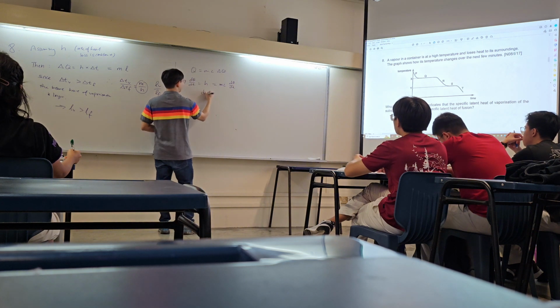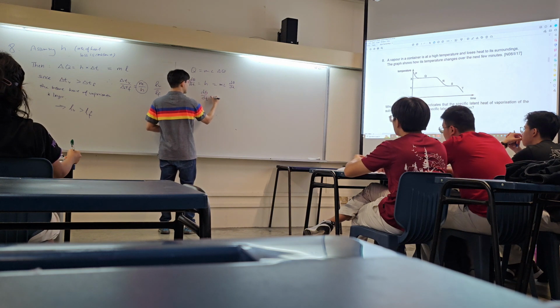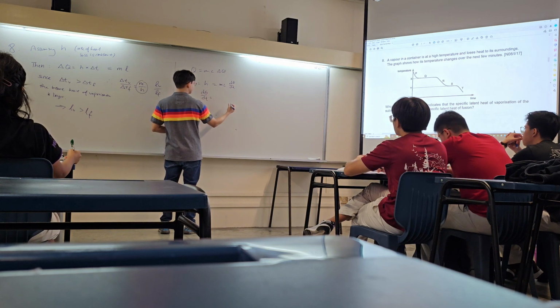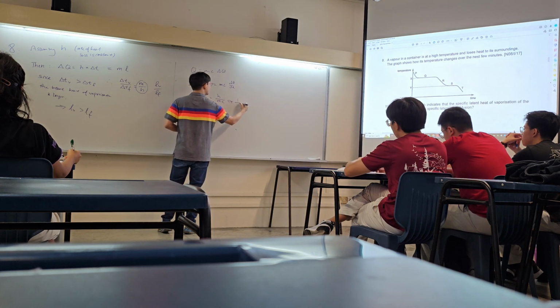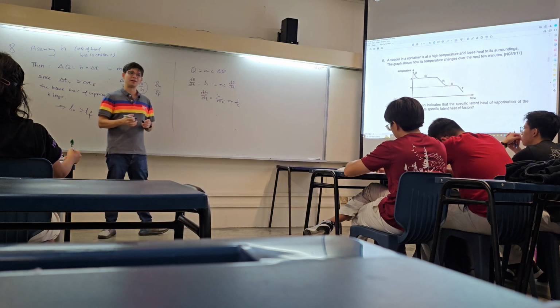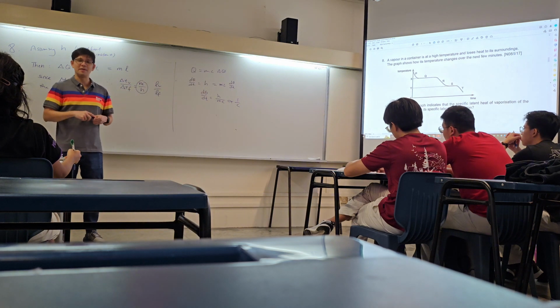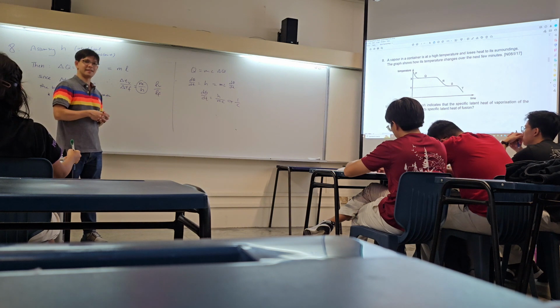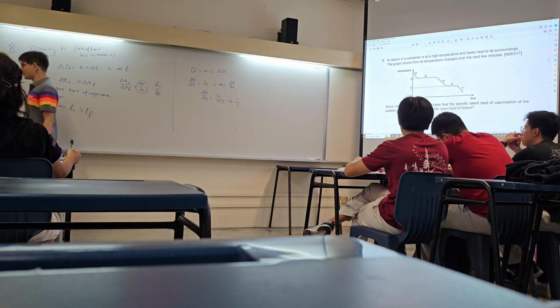Right? So the gradient of the graph is actually H over mc. So it's proportional to 1 over the heat capacity of the object. So the steeper it is, the smaller the heat capacity. Now, let's go check.